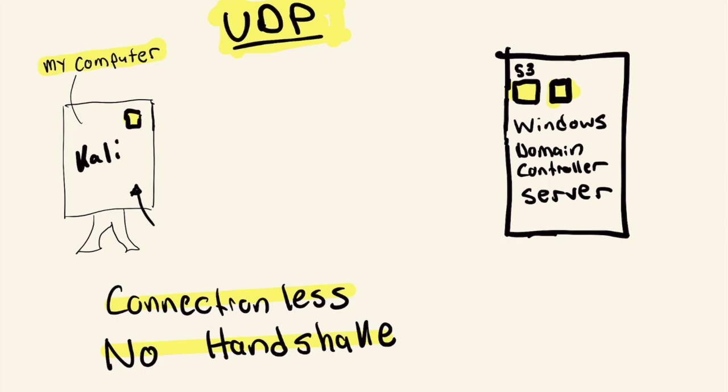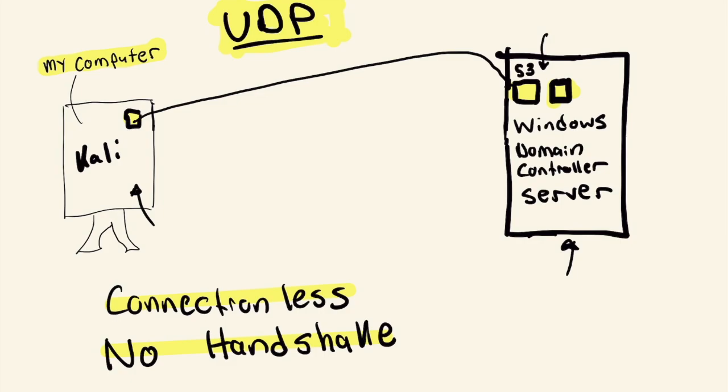Let's assume we are scanning this target here, which is a Windows domain controller server. Don't worry too much about what this is. All you have to know is that this server usually runs DNS, which operates on port 53, which is a UDP protocol. We are scanning this port 53, which is UDP.